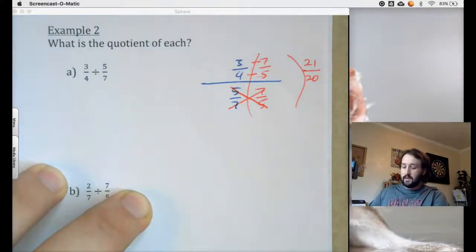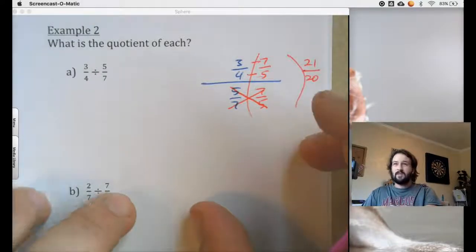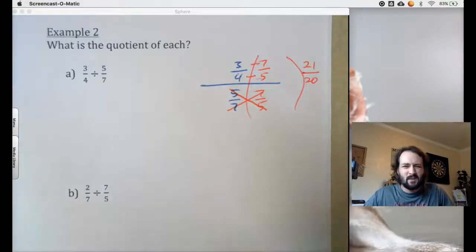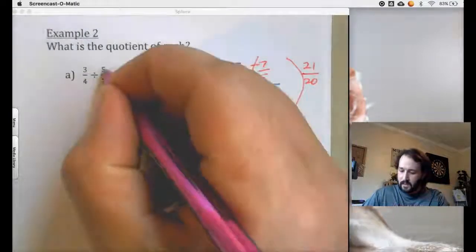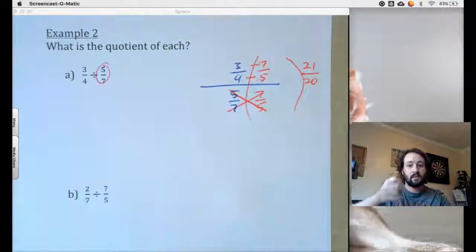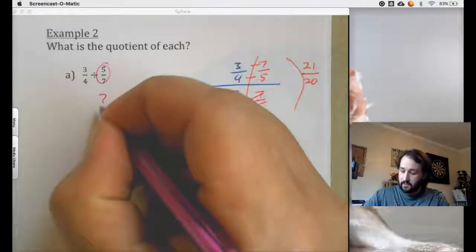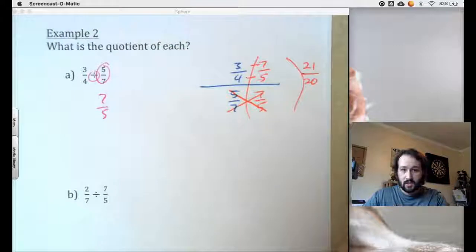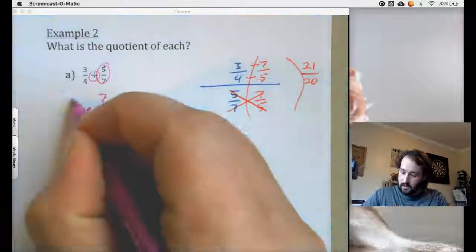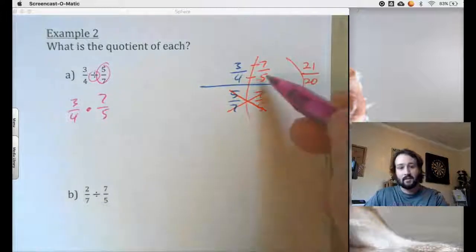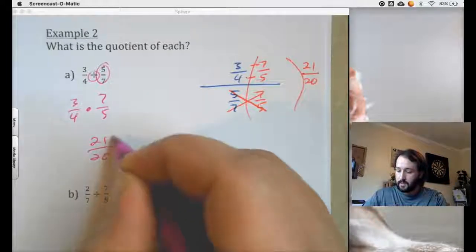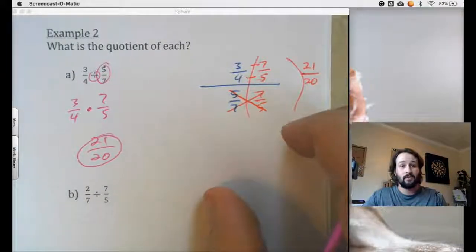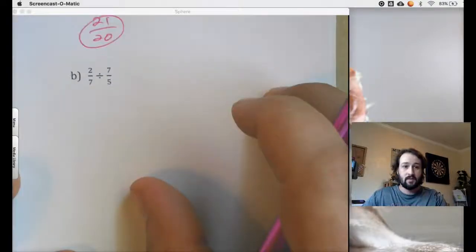The shortcut, I think you learned this in middle school, was to flip the second and multiply. We are making that the reciprocal, so we're changing it to 7 over 5, and instead of division, now it becomes multiplication. So 3 over 4 times 7 over 5, which is exactly what we came to with our math. So still we will get 21 divided by 20, and there would be our fraction when we are dividing those two things.